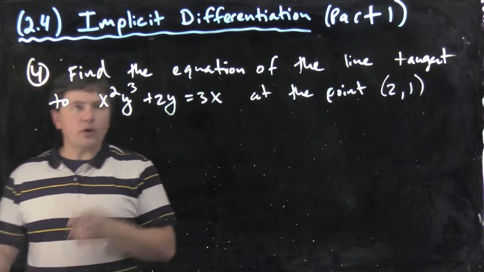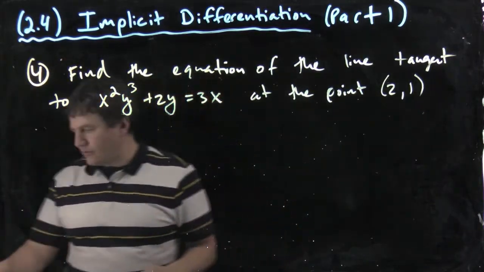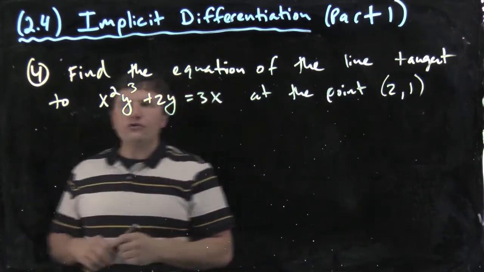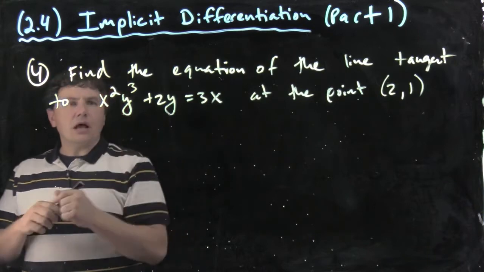Okay, one last example. In this one, we're going to write a tangent line. So here's our equation, and here's the point. So of course, what I need is a slope. So I've got to take the derivative. I'm going to take the derivative implicitly. So we'll start off with this.